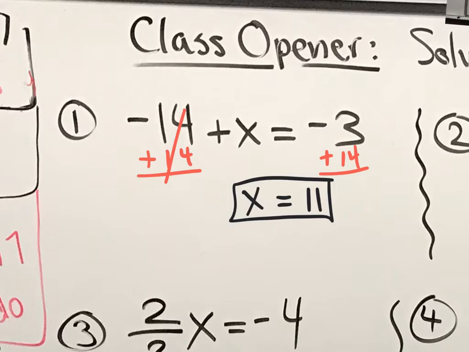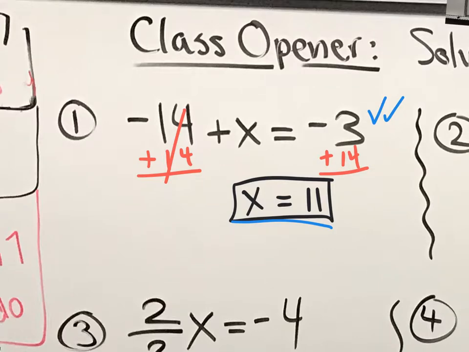And of course, you could always double check your answer. Take that 11, plug it back in. Negative 14 plus 11, you owe $14, you have 11, you're still going to have $3. And that is what we call double checking, right? So we know that 11 is the correct answer.